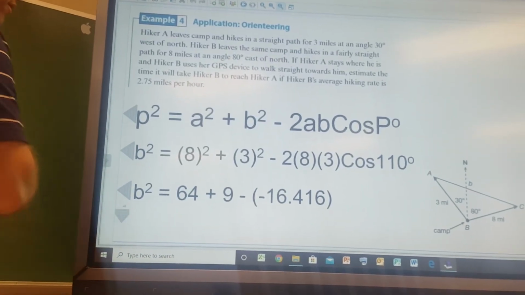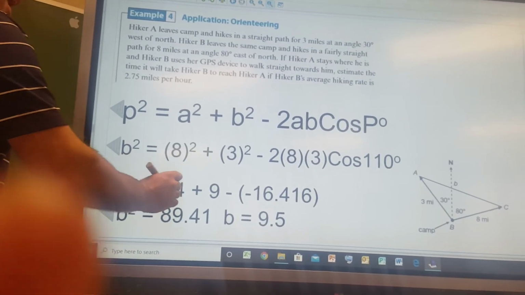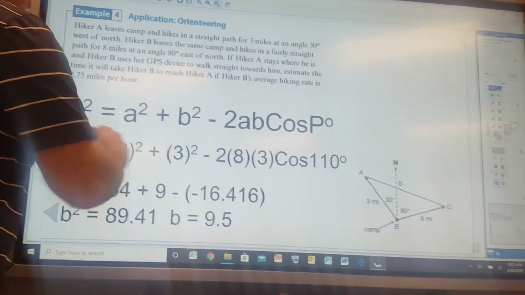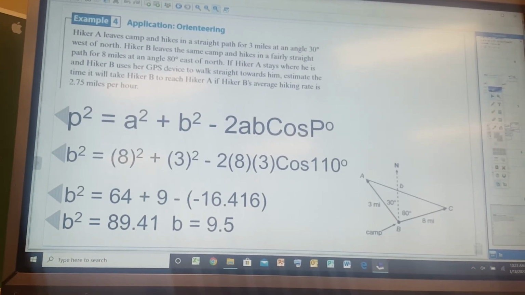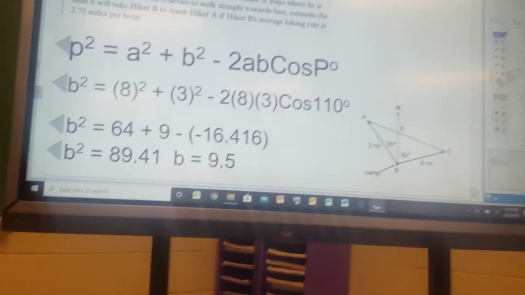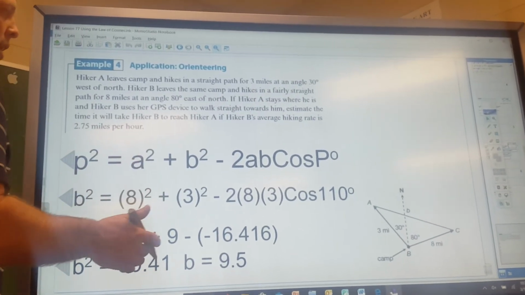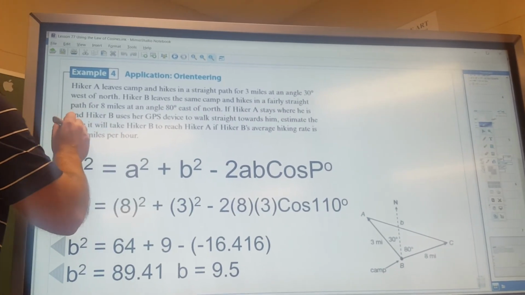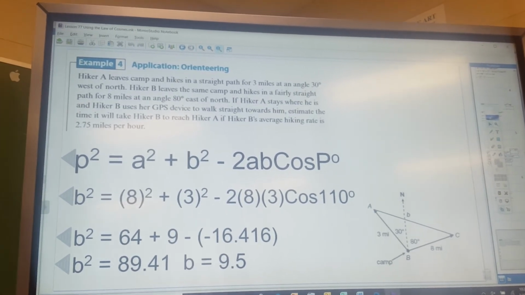All right, so we do this. We get B squared is equal to 89.41, and then B is equal to the square root of that, which would be equal to 9.5. So that's how far it would be, 9.5 miles. Now, I think I skipped this last part, but you all can figure this out. If that's the distance and he's traveling 2.7 miles per hour, let's read this again. How long will it take?